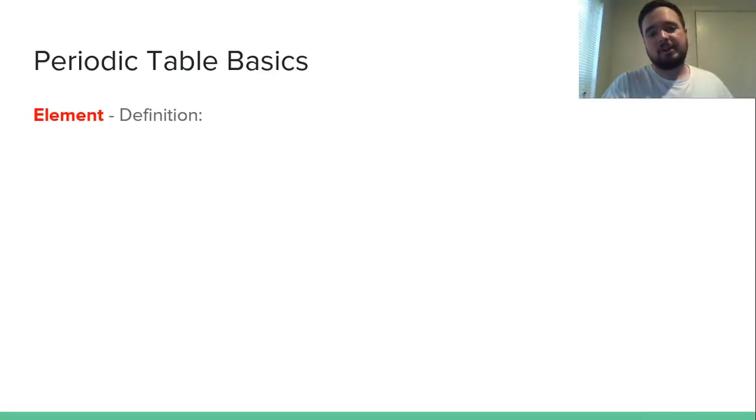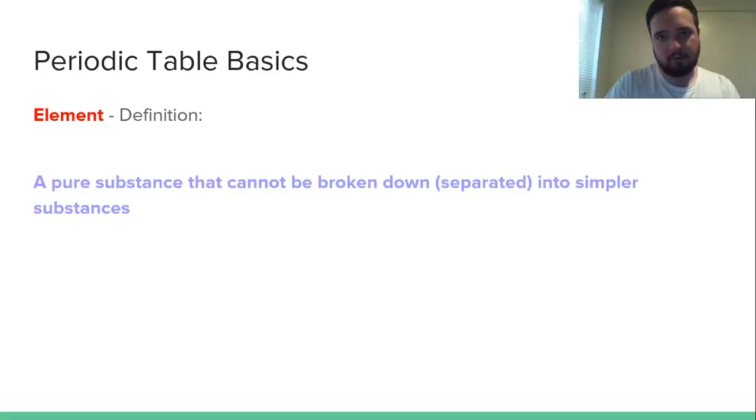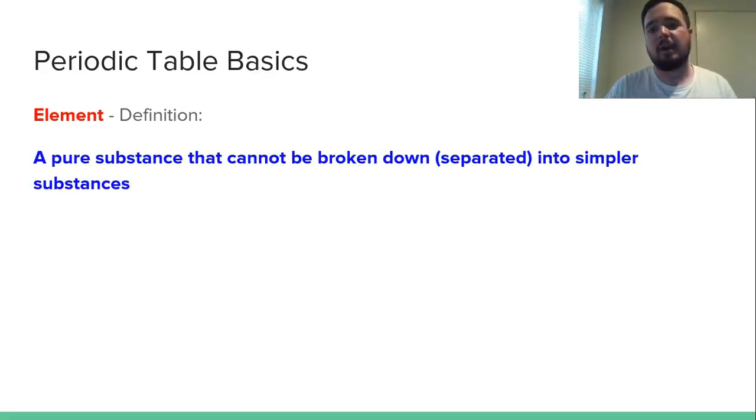So, a couple of periodic table basics. Element. We've already kind of talked about this a little bit. It's a pure substance that cannot be broken down or separated into simpler substances. Hydrogen is hydrogen. Can't break it apart. Now, I know some of you guys are saying, what about the Higgs boson and stuff like that? Okay, it's the simplest form of something that can be on the periodic table.